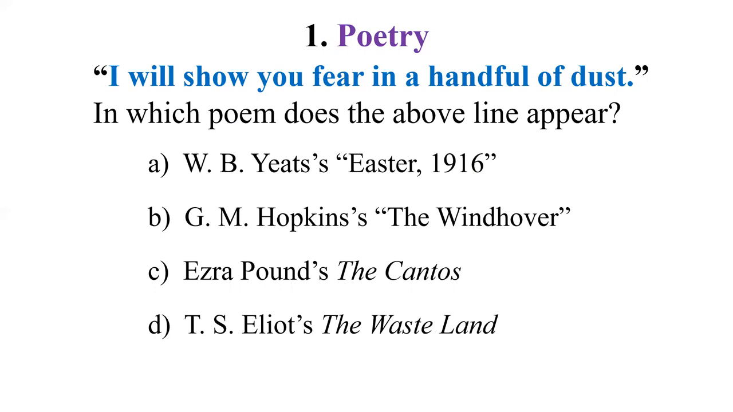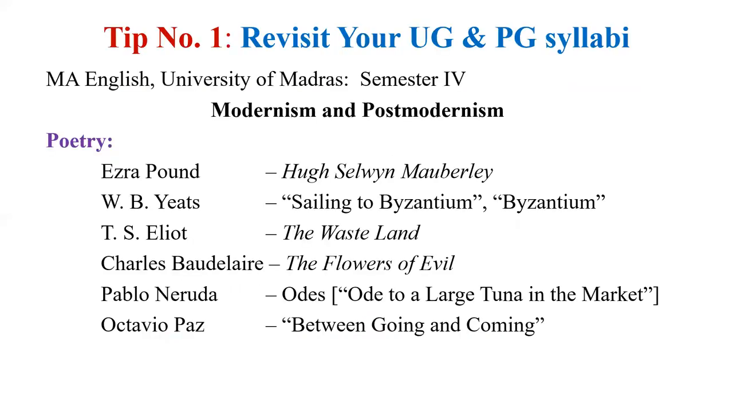Let's check out the answer. D, T.S. Eliot's The Waste Land. So once you choose poetry or any other genre for that matter, you have to narrow down. Either you can go to the Romantic age, Wordsworth, Coleridge, Byron, Shelley, Keats, or you can also begin with the modern age with T.S. Eliot. So once you choose T.S. Eliot, you can go to the next step. So this is where you can begin.